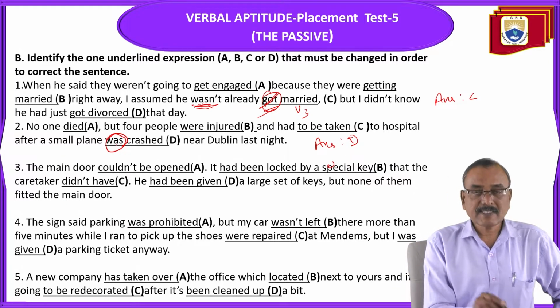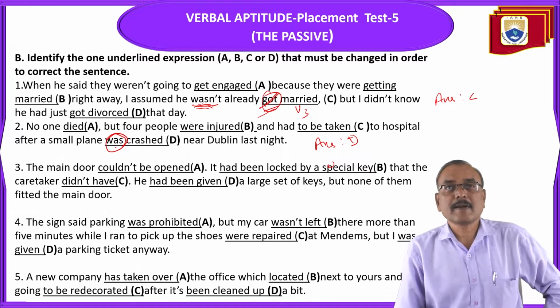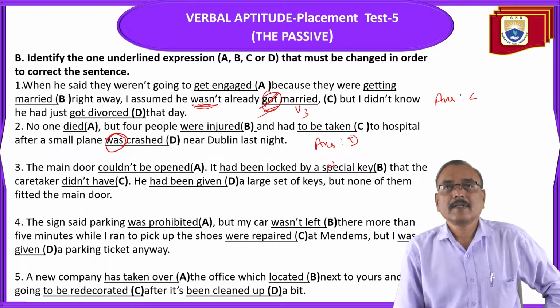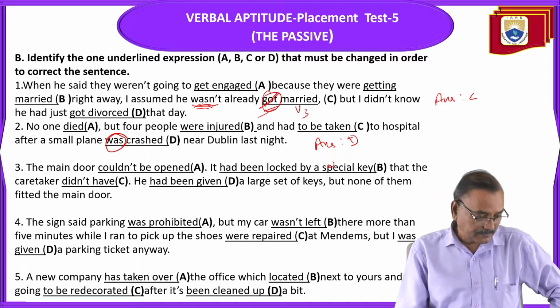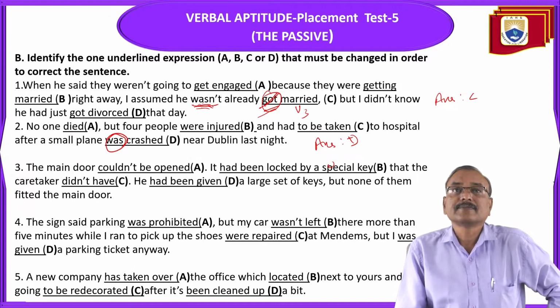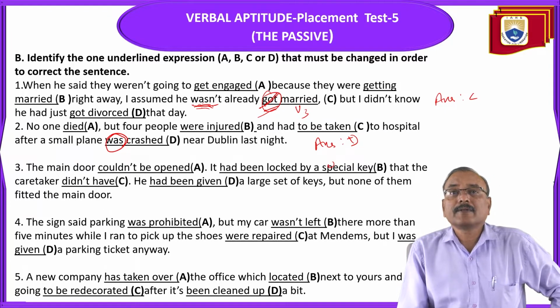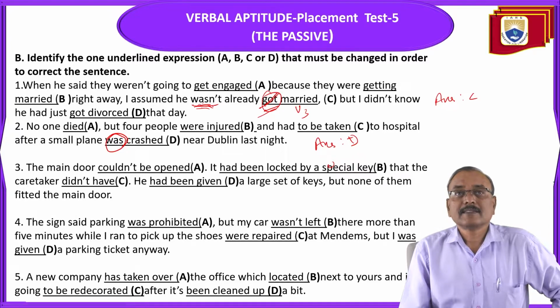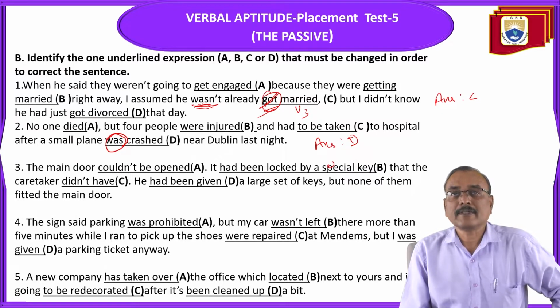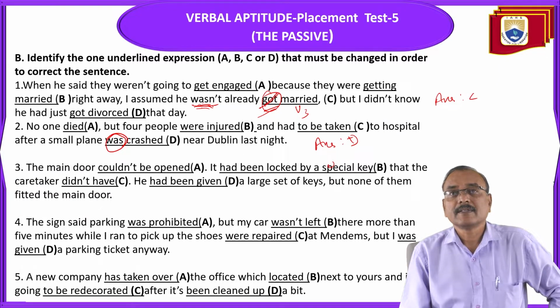So here was is not necessary. After a small plane crashed near Dublin last night. Next, third one. The main door couldn't be opened. It had been locked by a special key that the caretaker didn't have. He had been given a large set of keys, but none of them fitted the main door.